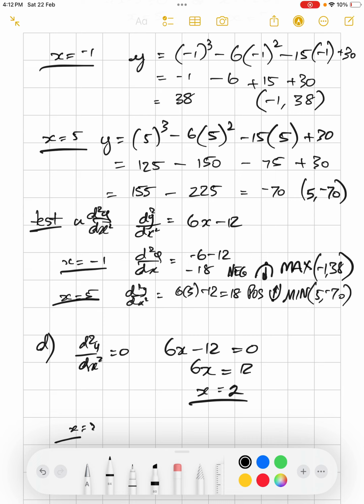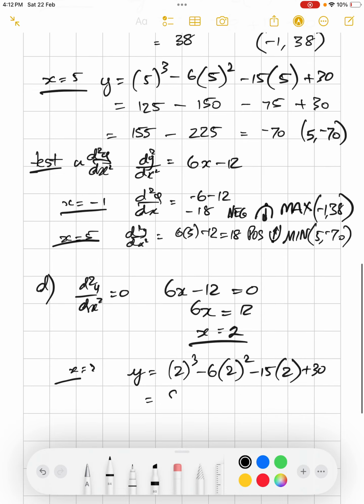Substitute 2 into the y value to find out where that point of inflection is, and we get 2 cubed minus 6 times 2 squared minus 15 times 2 plus 30. So we've got 8 minus 24 minus 30 plus 30 equals negative 16. So at 2, negative 16, we have a point of inflection.